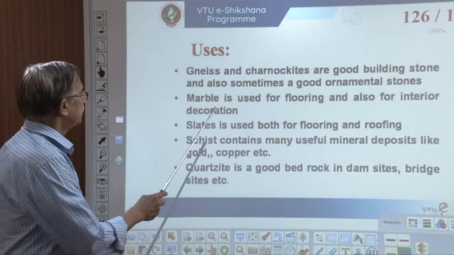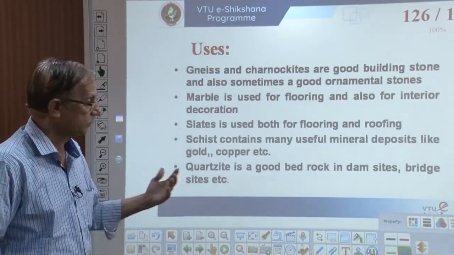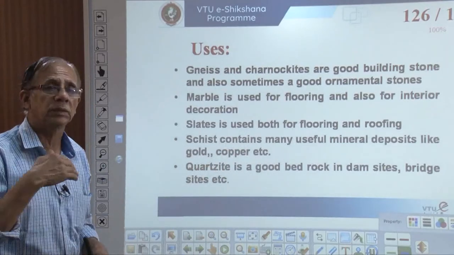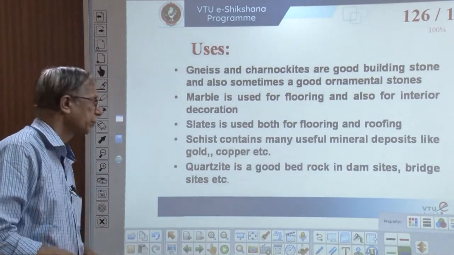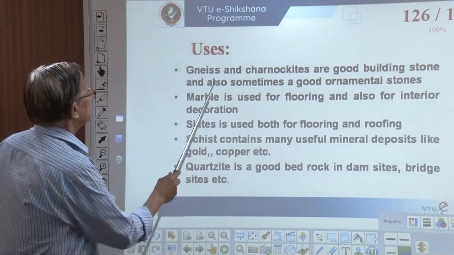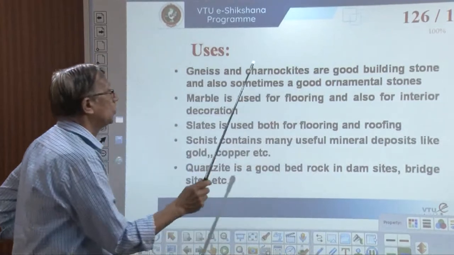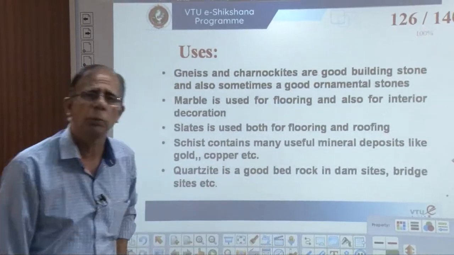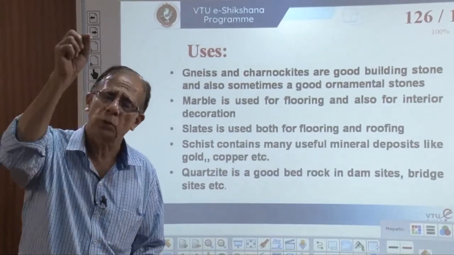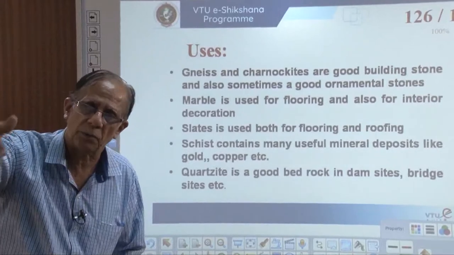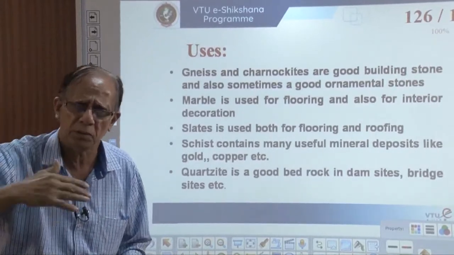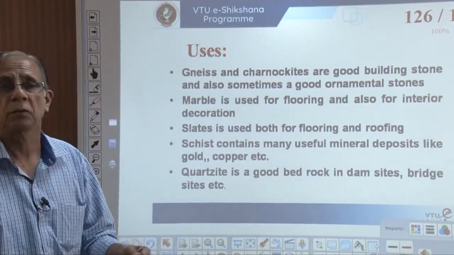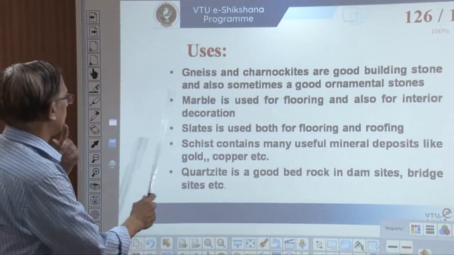Just now we mentioned the metamorphic rocks. We shall start from metamorphic rock itself. Among metamorphic rocks, gneiss and charnockite are good building stones and also sometimes good ornamental stones. When I say good building stone, it is suitable for smooth carving, foundation, masonry work, polishing, facing, aggregate, everything. Charnockite and gneiss among metamorphic rocks are good.